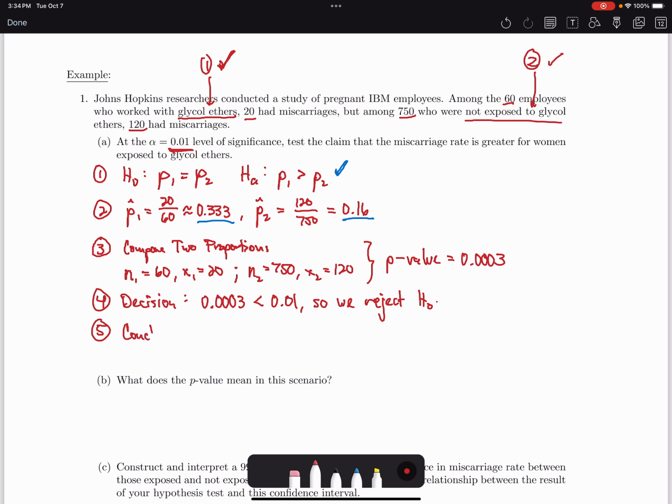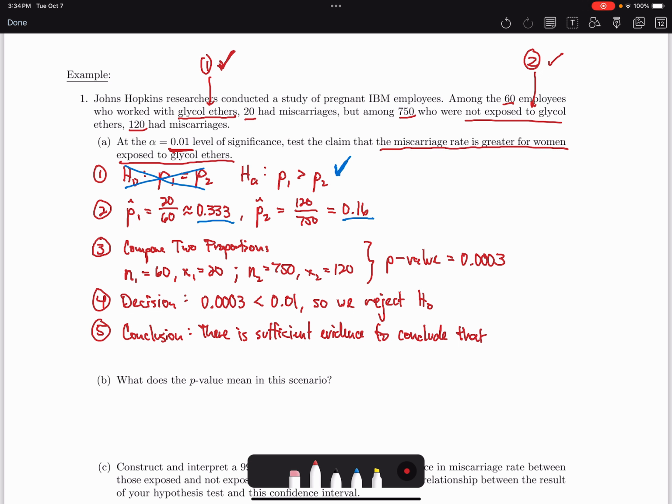And then finally, we can write out a conclusion. Since we're rejecting the null hypothesis, that means there's evidence to support the alternative. There is sufficient evidence to conclude that the miscarriage rate is greater for women exposed to glycol ethers.